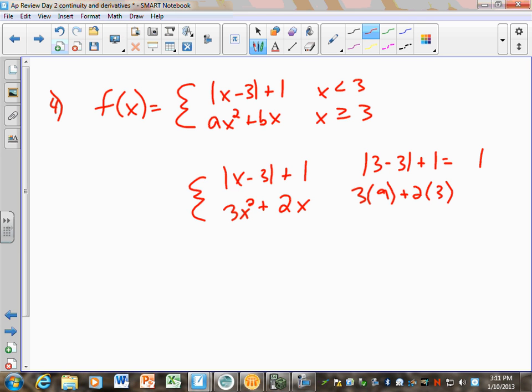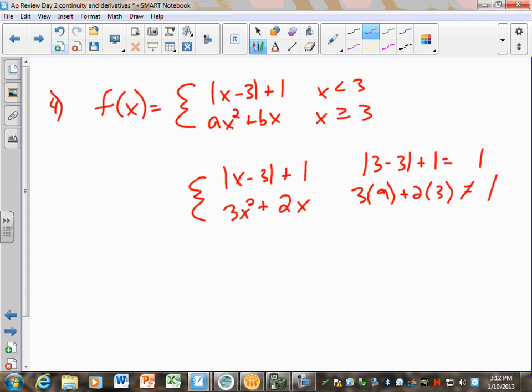Well, that's definitely not 1, right? That's like 27 plus 6, which is what, 33? I'm just going to put not equal to 1. So for part A, is it continuous? No, because they do not meet up at x equals 3. There's a jump at x equals 3. The limit as x approaches 3 from the left doesn't equal the limit as x approaches 3 from the right.